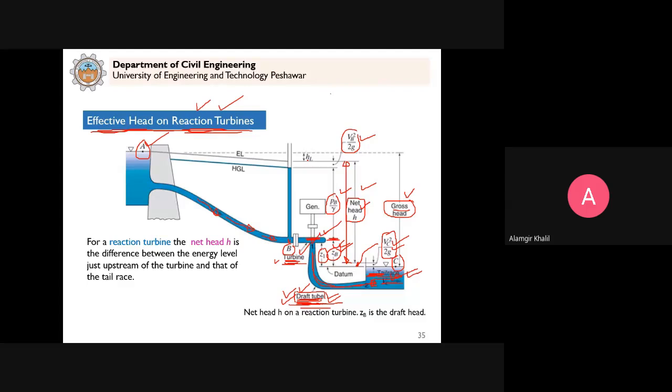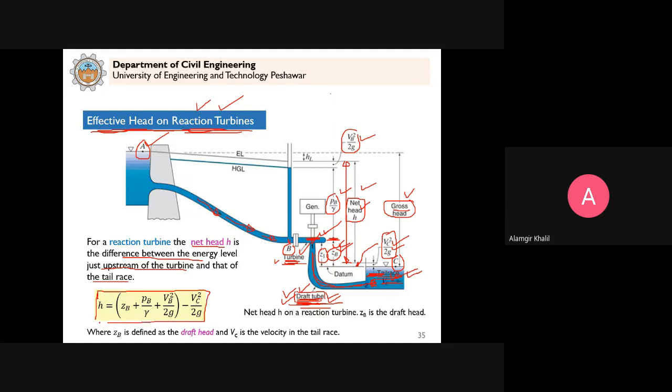So how to calculate the net head now? For a reaction turbine, the net head H is the difference between the energy level just upstream of the turbine and that of the tail race, as we discussed. So the head that is available to the reaction turbine is PB by gamma plus VB square by 2g plus ZB. You see here, ZB is not lost. This is due to the draft tube.